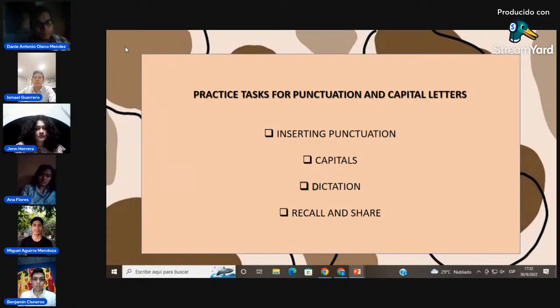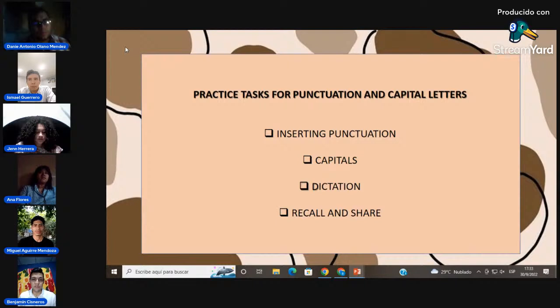And now we talk about practice tasks for punctuation and capital letters. And here I have the first one, which is inserting punctuation. Well, this task consists of giving our students a text with no punctuation or capital letters, where the students are invited to correct it. For example, a conversation where there are no capital letters or no commas or no quotation marks.